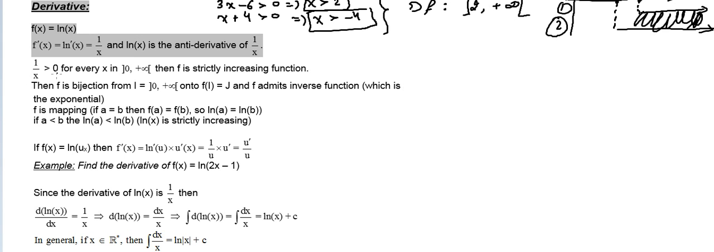1 over x is always positive because the domain is always from 0 to plus infinity. Then, since 1 over x is strictly positive, f is a strictly increasing function.